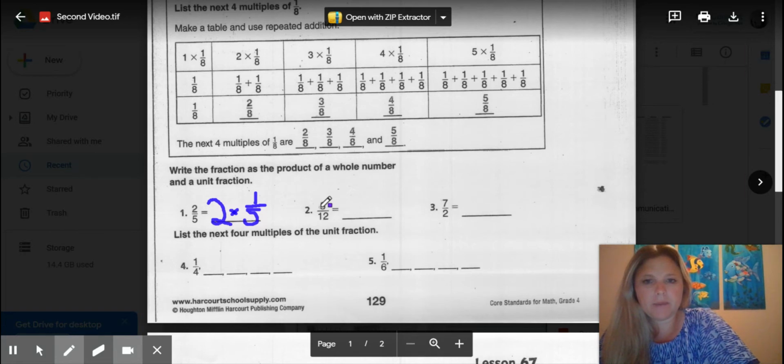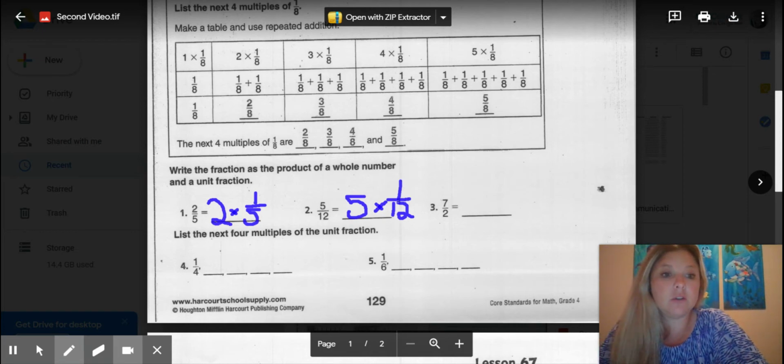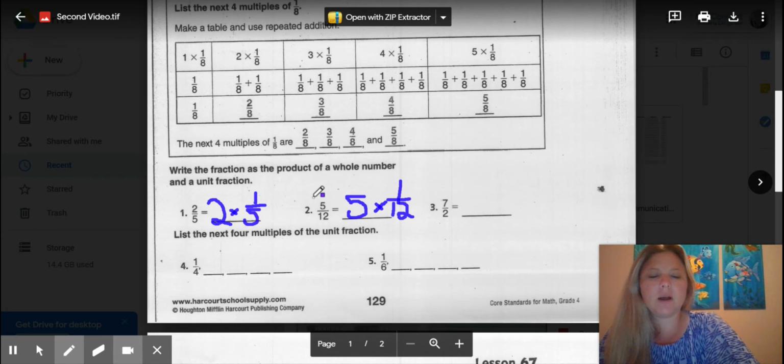What's my numerator? It's a 5, right? So you're going to write 5 as your whole number. You're going to multiply that by, now what's your denominator? It's a 12, correct? You're going to take your 12, write that as a denominator, and put your 1 on top. So if you do 1/12 plus 1/12 plus 1/12 and do that 5 times, you're going to get 5/12. I'm not going to worry about number 3 right now.